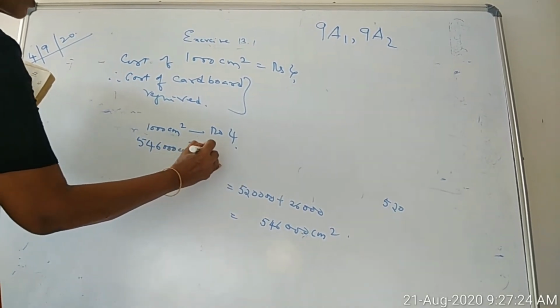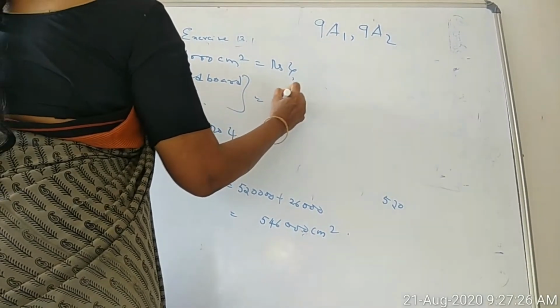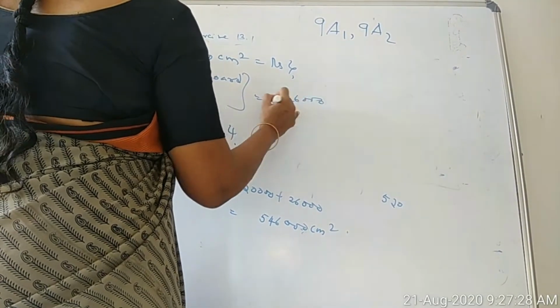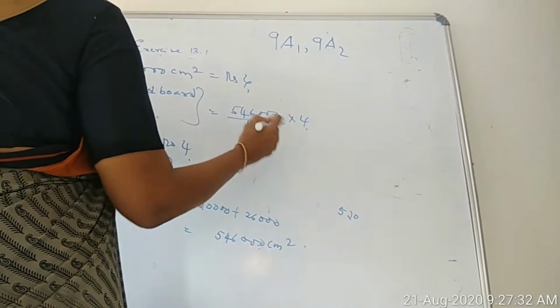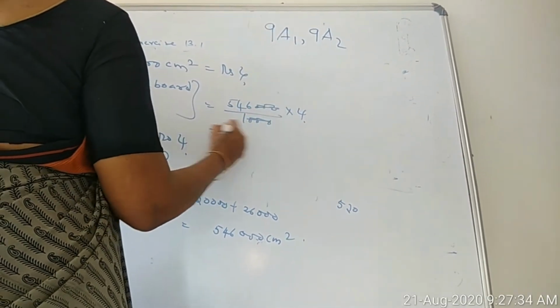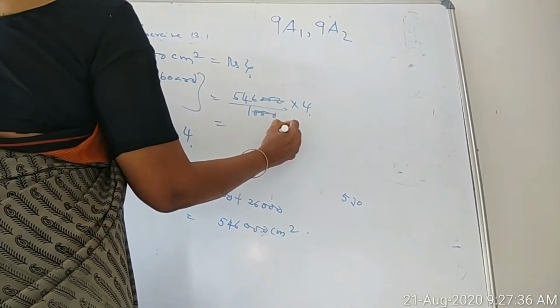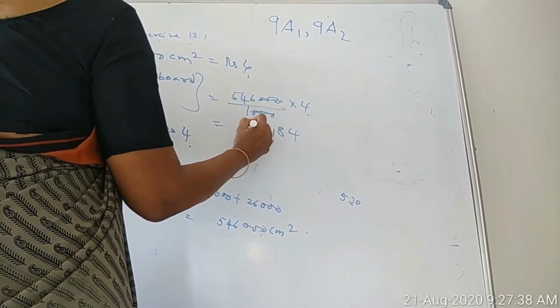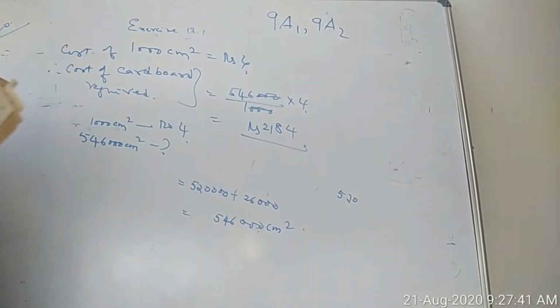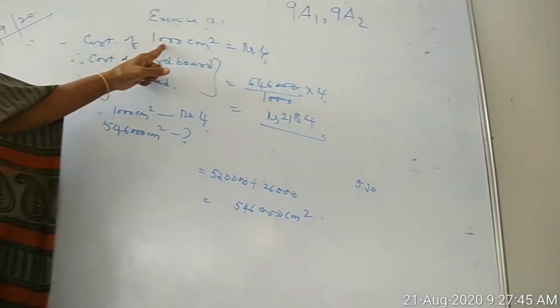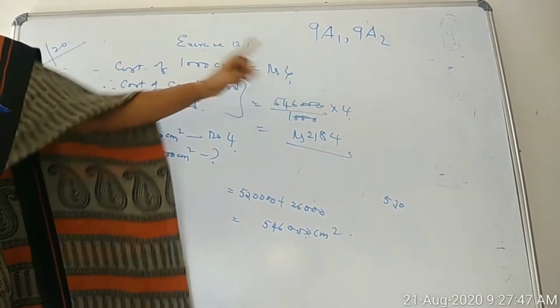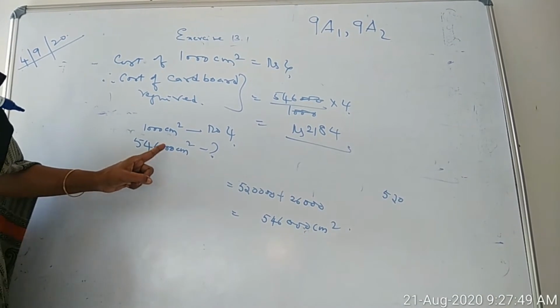5,46,000 centimeters square cost is how much? 5,46,000 by 1000 into 4. Cancel your zeros, children. Multiply 4 6s are 24. 182 is the total cost. 1000 centimeters square cost is 4 rupees, children.